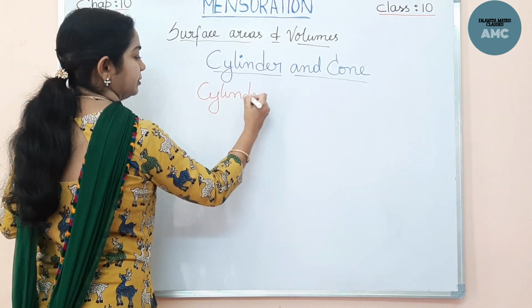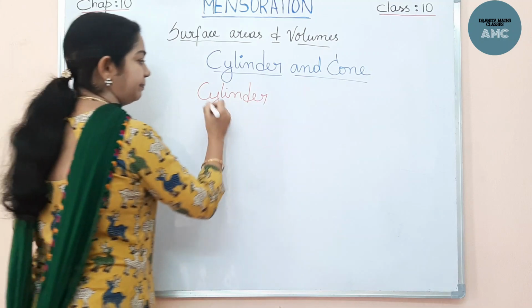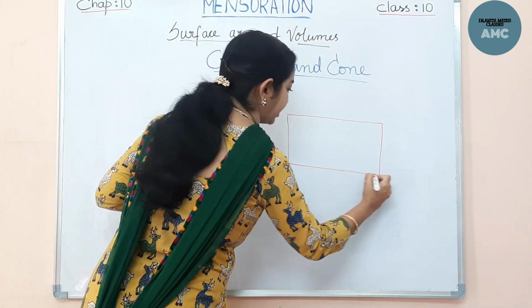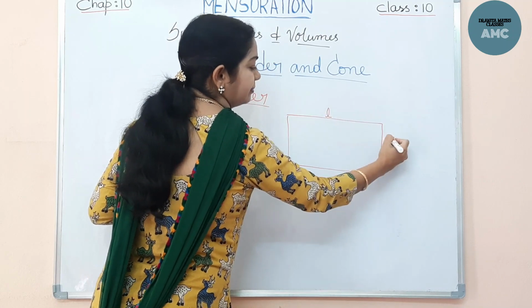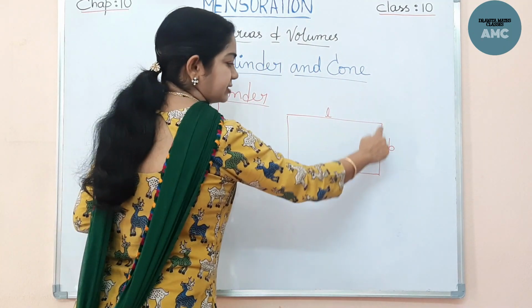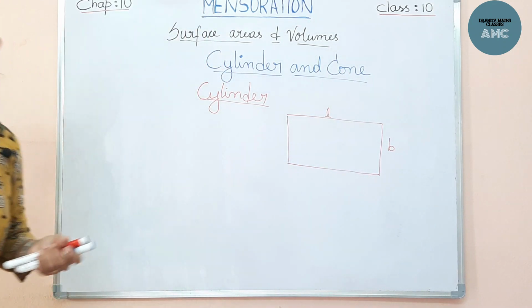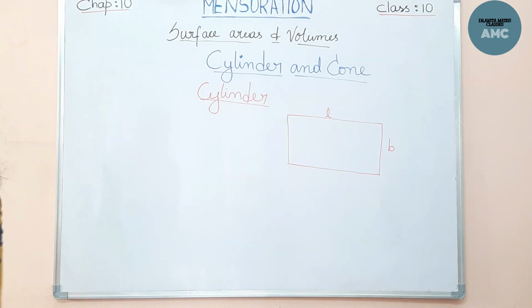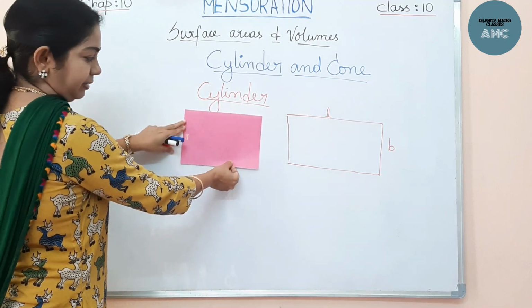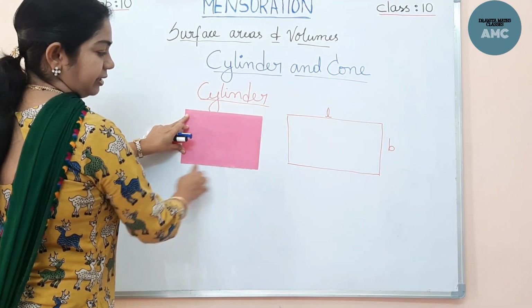Right. Now if I take a paper which is in the shape of a rectangle, the rectangle means length and breadth, right? This is the length, this is the breadth. Now I'll show you one paper. I've cut one paper which is in the shape of a rectangle. So this is a paper in the shape of a rectangle.